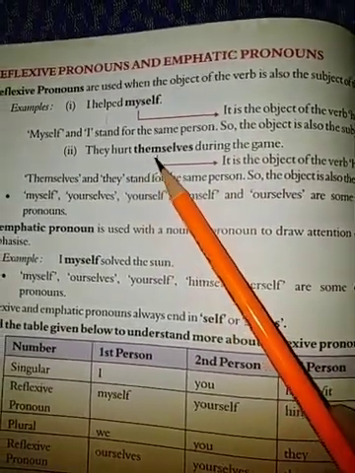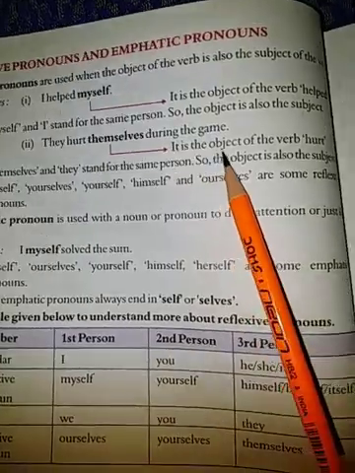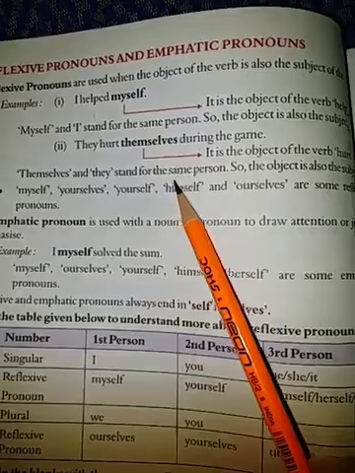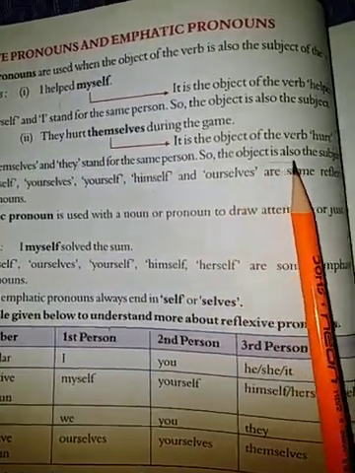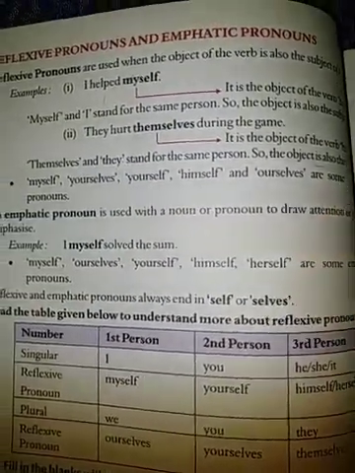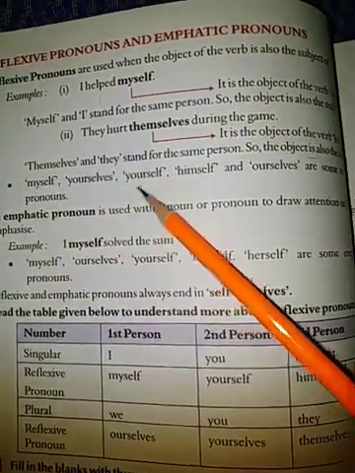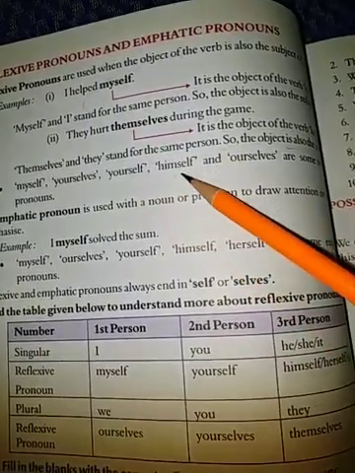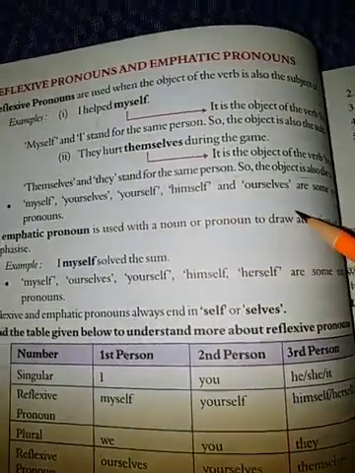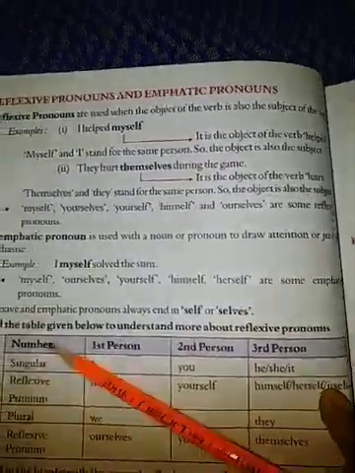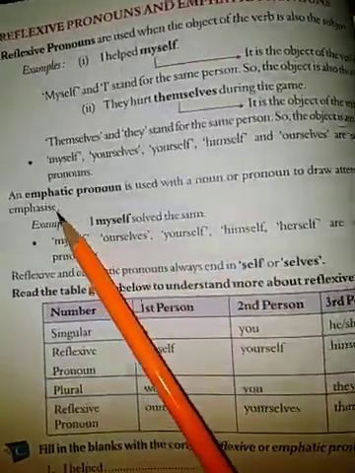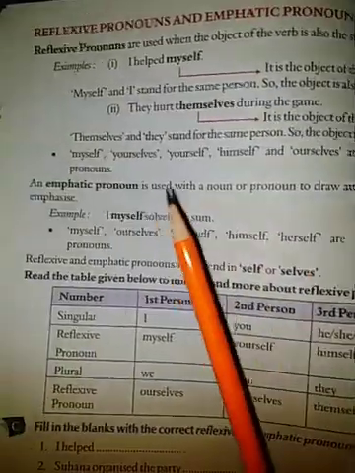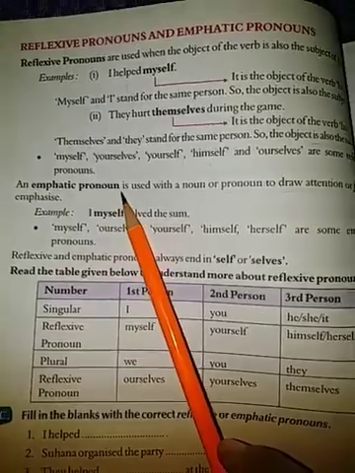They hurt themselves during the game. Themselves is the object of the verb hurt, and they stands for the same person. So the object is also the subject. Myself, yourself, yourselves, himself and ourselves are some reflexive pronouns. An emphatic pronoun is used with a noun or pronoun to draw attention or just emphasize.